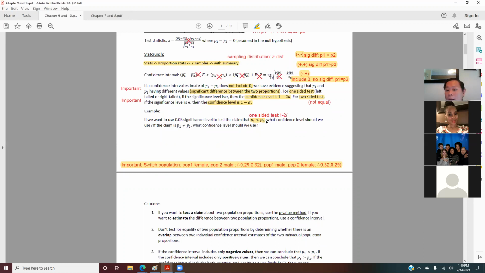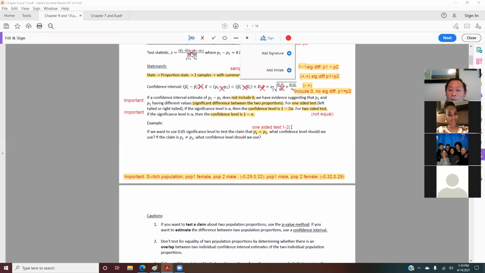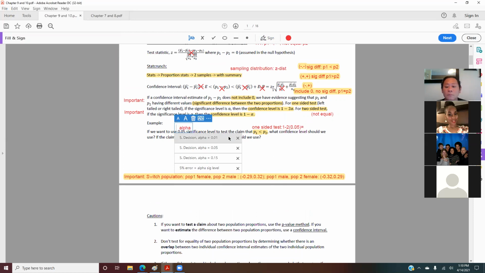So for this one, it's a one-sided test, and so your formula is 1 minus 2 alpha, and alpha in this case is 0.05. So if anyone has a calculator, can you help me with this? This is your alpha here. This is actually, anyone?